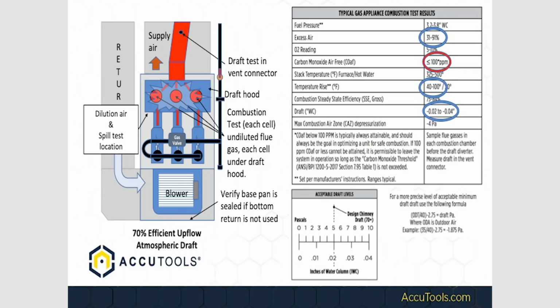All right, boilers, again, make sure you're testing in the undiluted flue gas below the draft hood. And then we're going to test the rise of the water on a non-condensing appliance. We don't want to see that water coming back at less than 140, or we're going to get condensation in there.